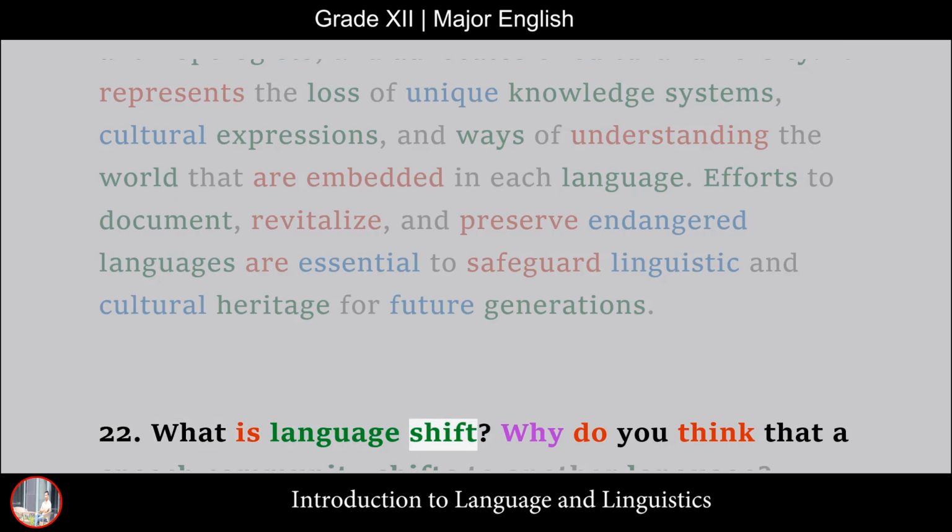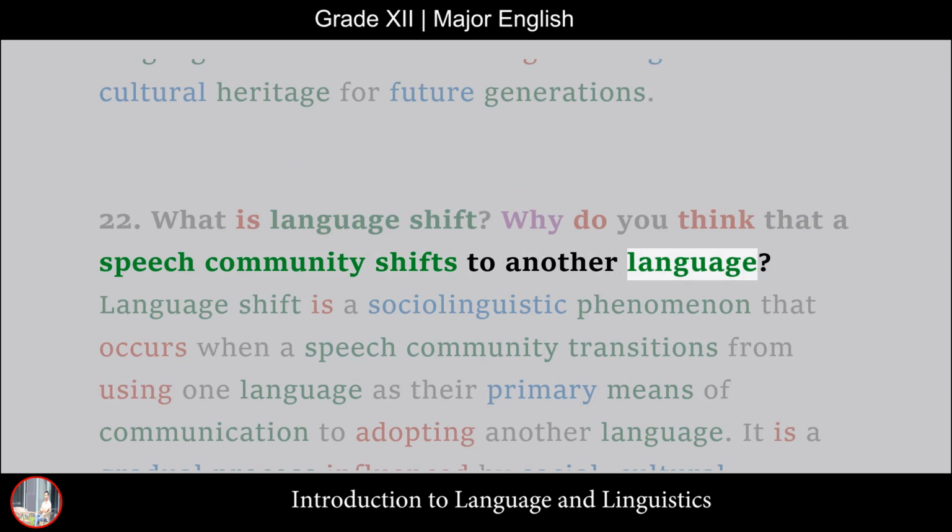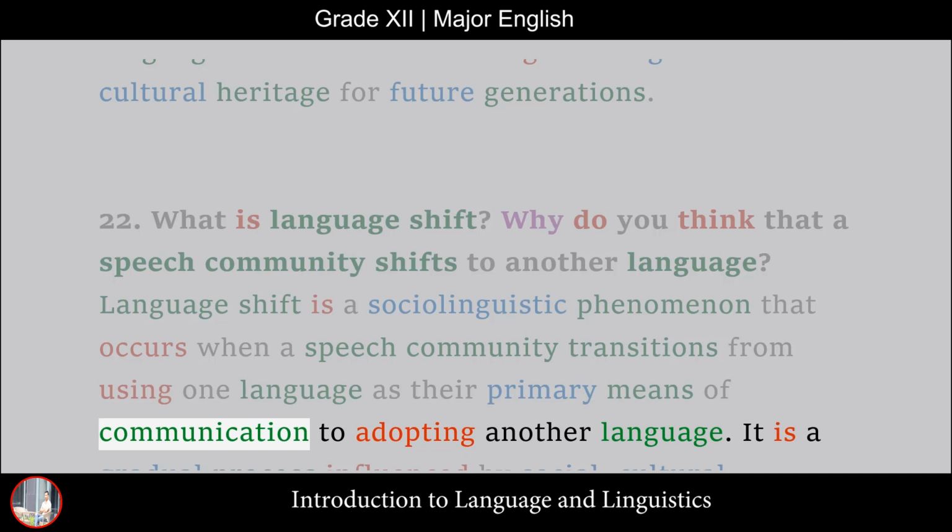22. What is language shift? Why do you think that a speech community shifts to another language? Language shift is a sociolinguistic phenomenon that occurs when a speech community transitions from using one language as their primary means of communication to adopting another language.